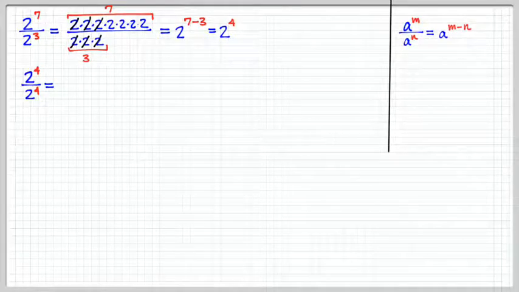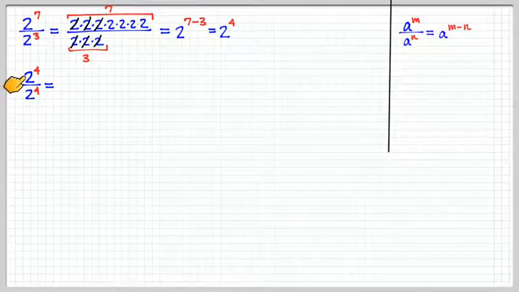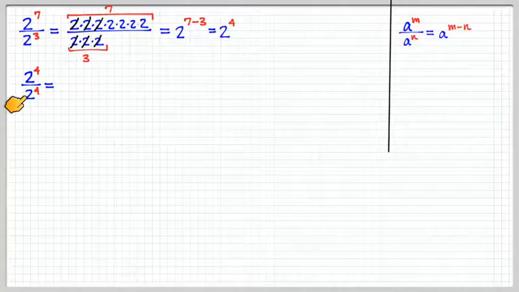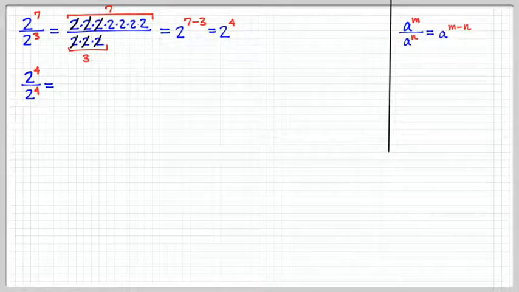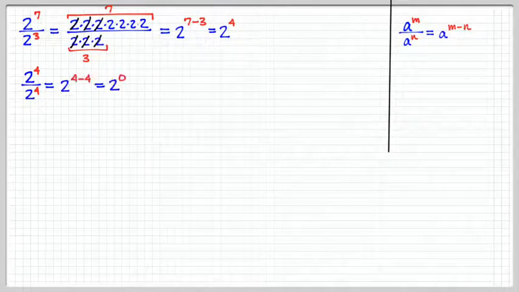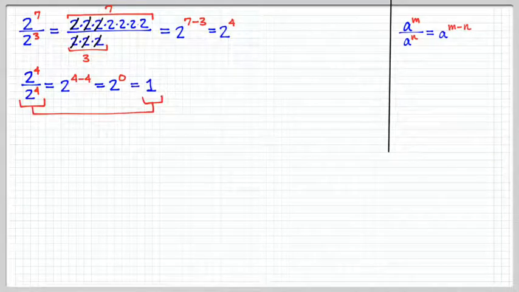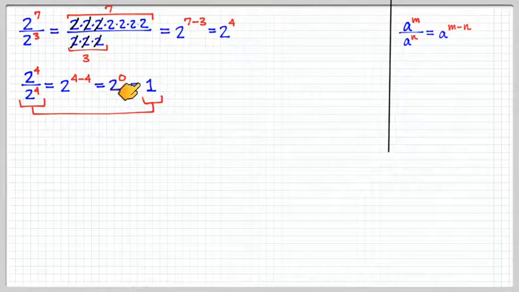Now this brings up some pretty interesting other properties that are very important to see. Let's try this. 2 to the 4th divided by 2 to the 4th, and now let's use this property here where we're going to subtract the exponents. So now I have 2 to the 4 minus 4. That's equal to 2 to the 0. And 2 to the 0 is equal to 1.